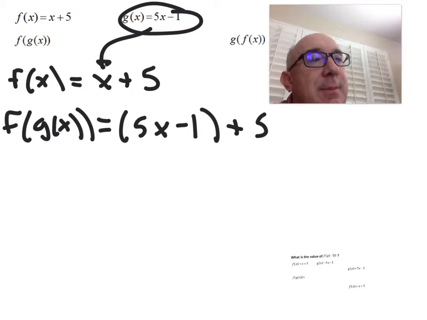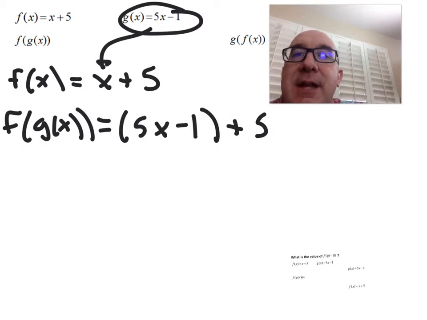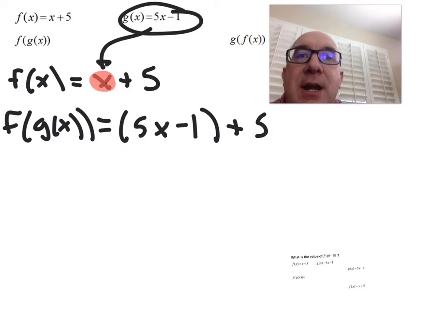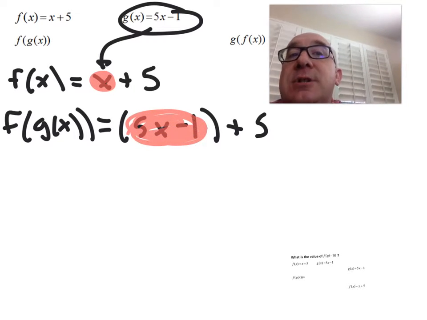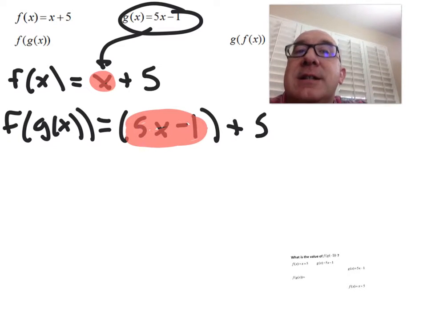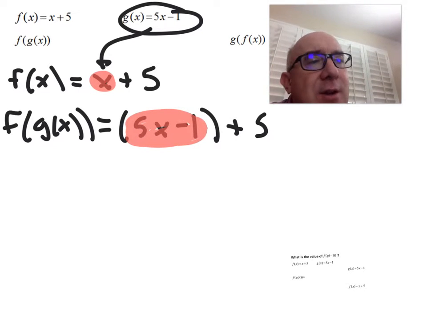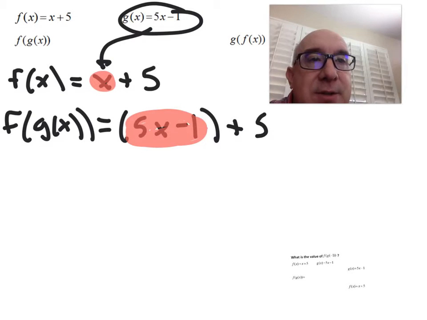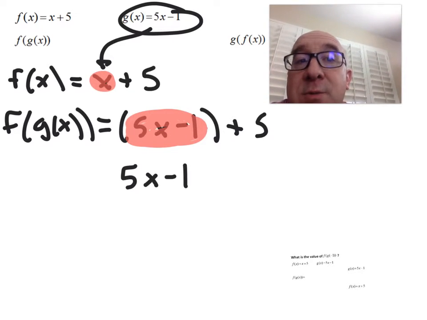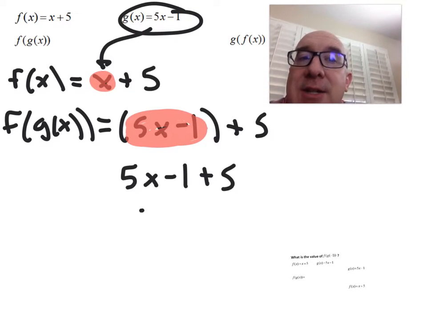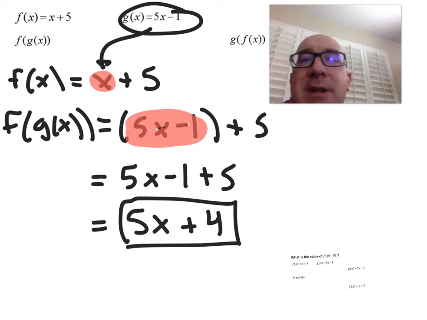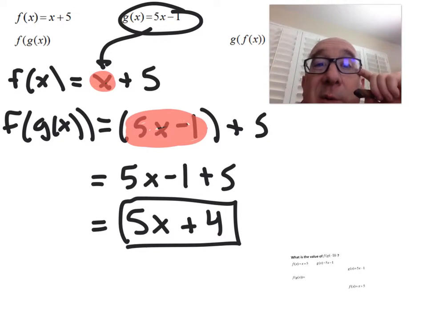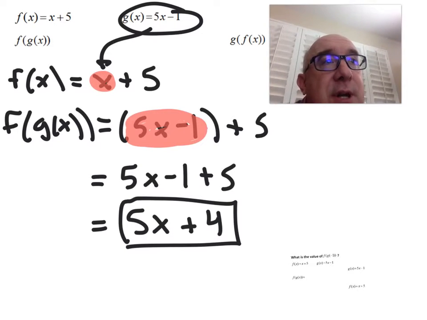Okay, do you see what happened there? Let me do a little highlighting to see if that's clear. What used to be right here is now right here. I'm able to substitute in for that x the g of x value. And then all you do is do the math from there. This turns out to be 5x minus 1 plus 5. And so the final solution for the composite would just be this value. Now if you can keep track of that, I'm going to do the other one, and you're going to find out that in a different order you get a different answer.